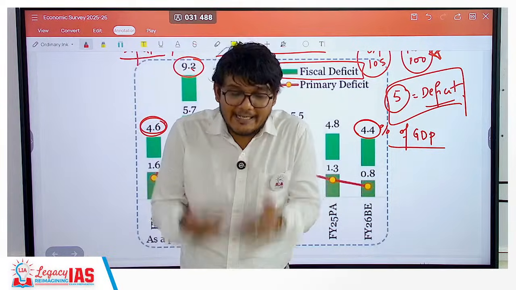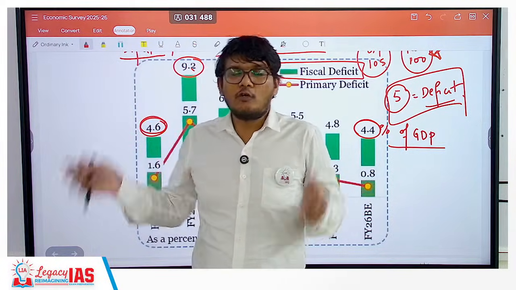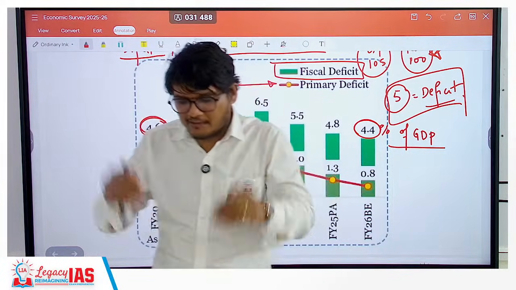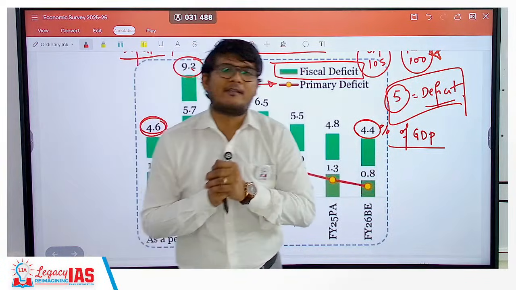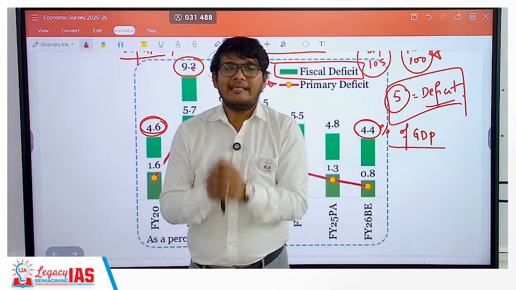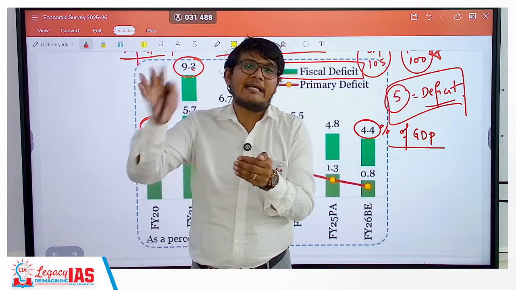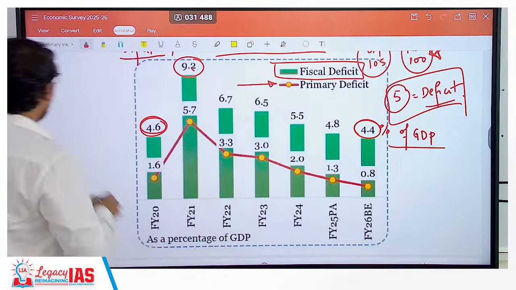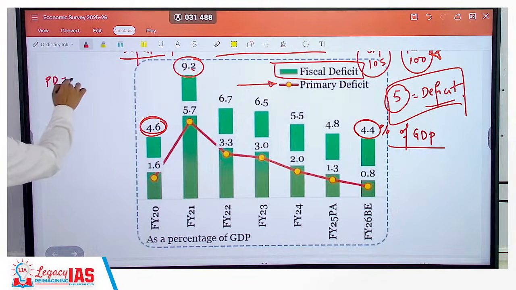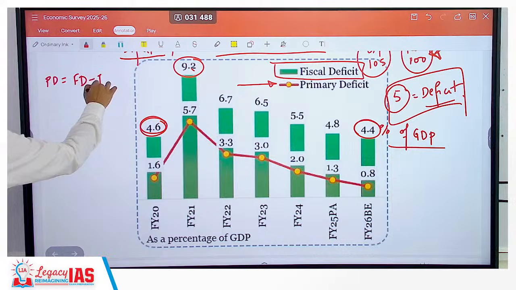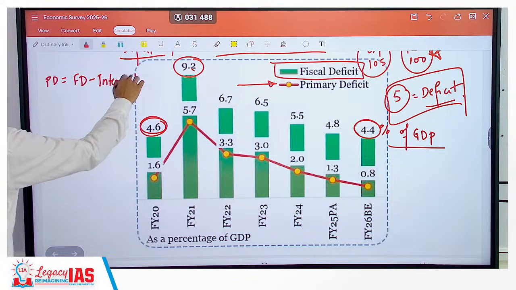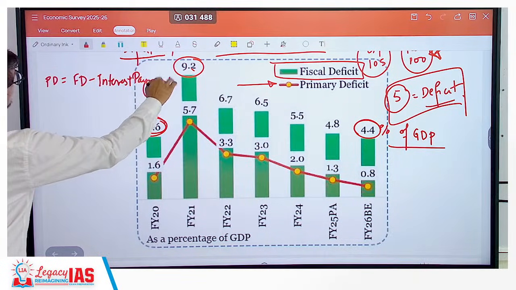So the interest is a burden from the past. So if you want to see exactly what is the present economic situation of the government and the funds that the government has, then you should subtract that interest payment, right? So primary deficit is actually the fiscal deficit minus the interest payments that you make, right?